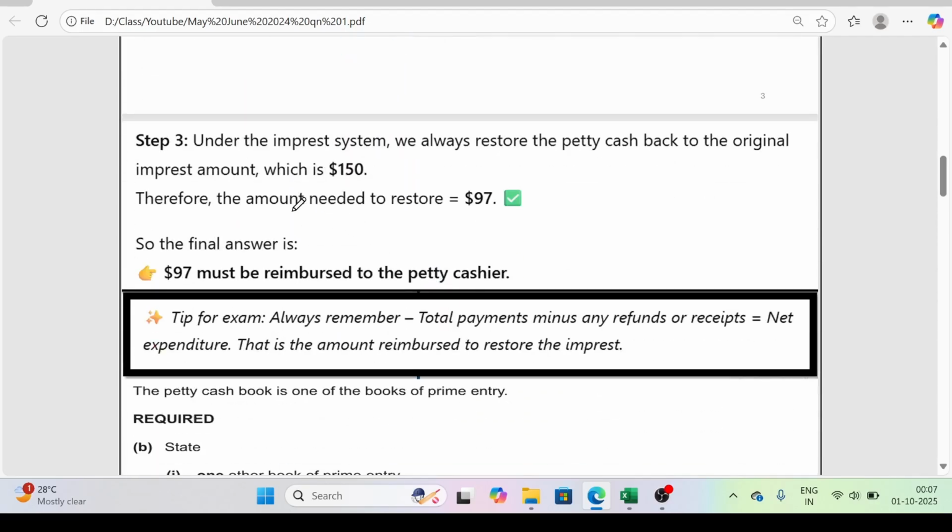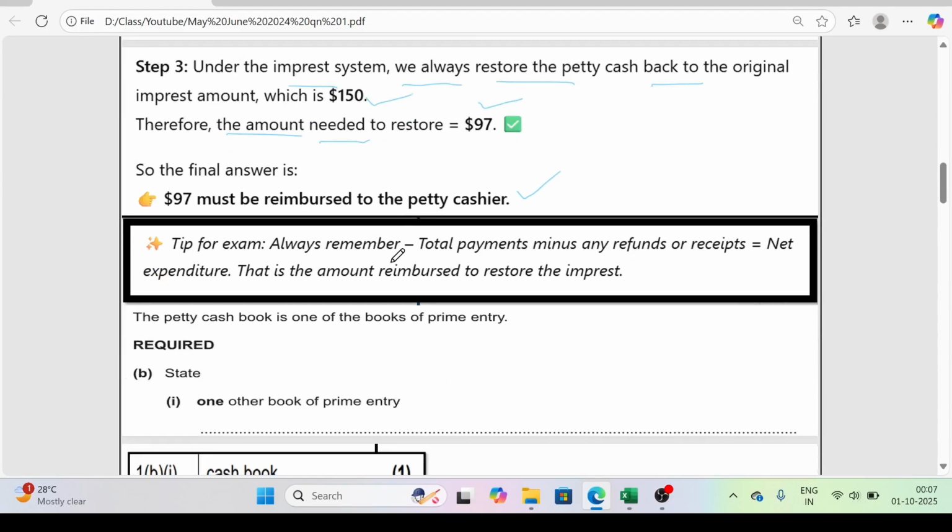Step 3: under the Imprest system, we always restore the petty cash book to the original imprest amount, which is 150. Therefore, the amount needed to restore is 97. So the final answer: $97 must be reimbursed to the petty cashier. I think now you understand the Imprest system. For the exam, always remember: total payments minus any refunds or receipts equals net expenditure, and that is the amount reimbursed to restore the imprest.